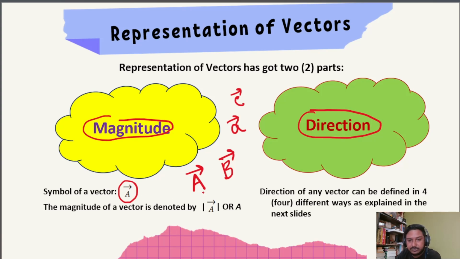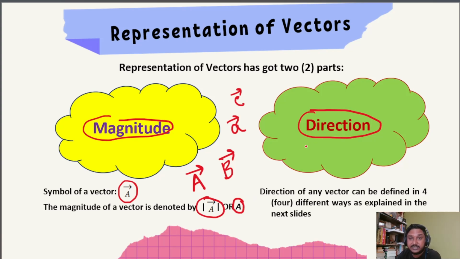Now the magnitude of this vector will be represented by this symbol with a modulus sign. So if a vector has a modulus sign, that means it represents the magnitude or the length of that vector, or simply the letter also represents the magnitude or the length of the vector.